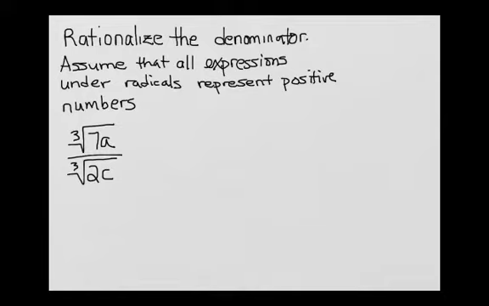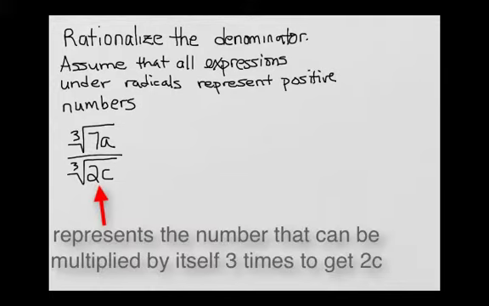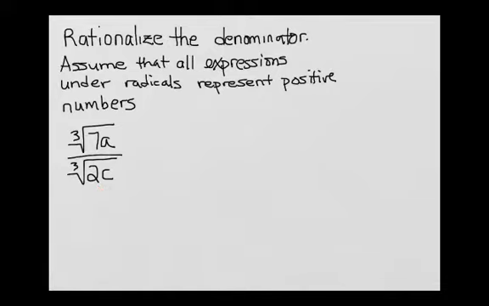Well, let's think about, what does the cube root of 2c represent? It represents the number that when multiplied by itself 3 times will give us 2c, or in this case expression, since 2c is an expression. It represents the expression that when multiplied by itself 3 times will give us 2c. So what we'll do is we'll make there be 3 factors of the cube root of 2c in the denominator.